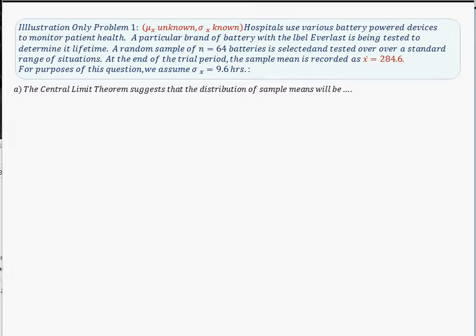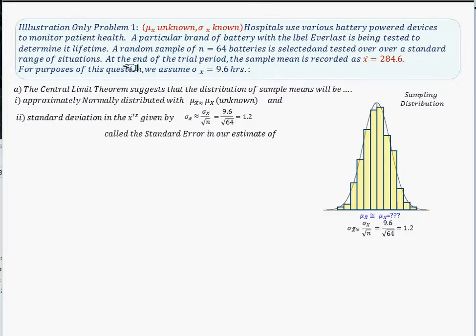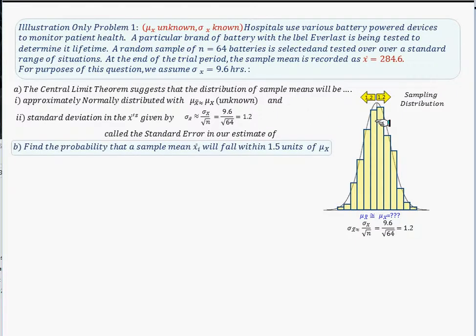So let's see how the central limit theorem applies. We know that the distribution of sample means will follow a normal curve. The standard error is given by sigma sub x over square root of n, or 1.2. It's called the standard error. Coming over here now, we're saying that the probability of x bar being within 1.2 units of the population mean is 68%.